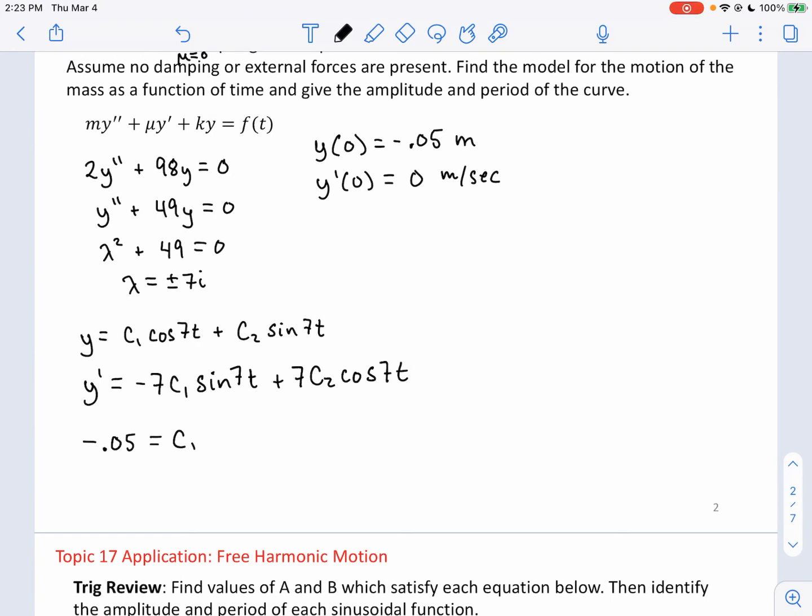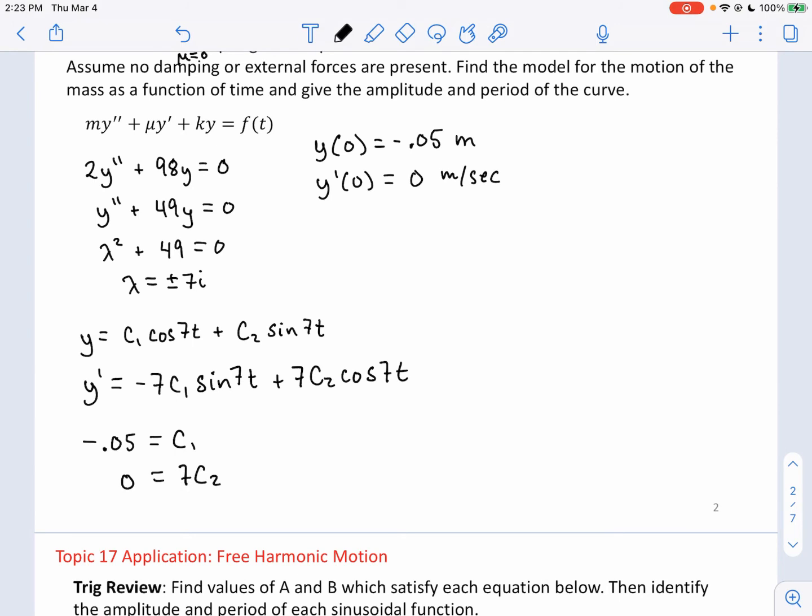Now, plug into the second equation. Change y prime to 0. At the same time, you change the t's to 0. And this gives us negative 7, oops, no negative. Right, plug in 0. This part here will become 0. Sine of 0 is 0, so that's gone. Cosine of 0 is 1, so we just get 7C2.